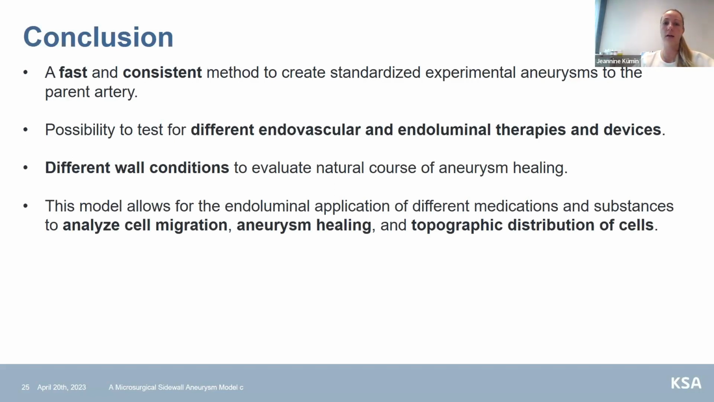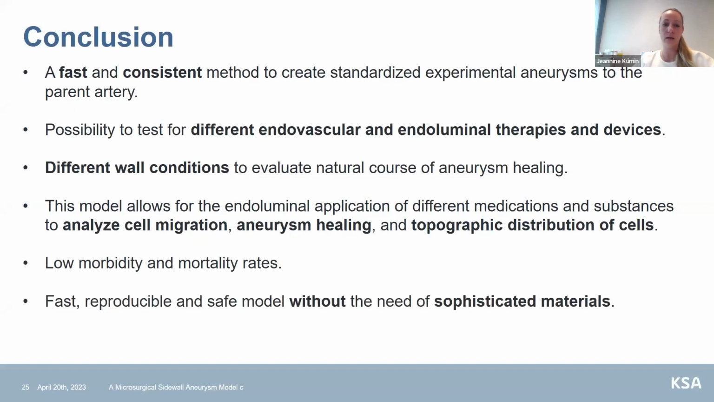And the model allows for the endoluminal application of different medications and substances to analyze cell migration, aneurysm healing, as well as topographic distribution of the cells inside the aneurysm dome, thrombus, and also neointima. As we said at the beginning, the standard model has a very low rate of morbidity and mortality of below 5%. It increased a little bit with the stent because the stent is quite big and there was the risk of rupture or in-stent stenosis. But all in all, we have a fast and reproducible model without the need of any sophisticated materials.